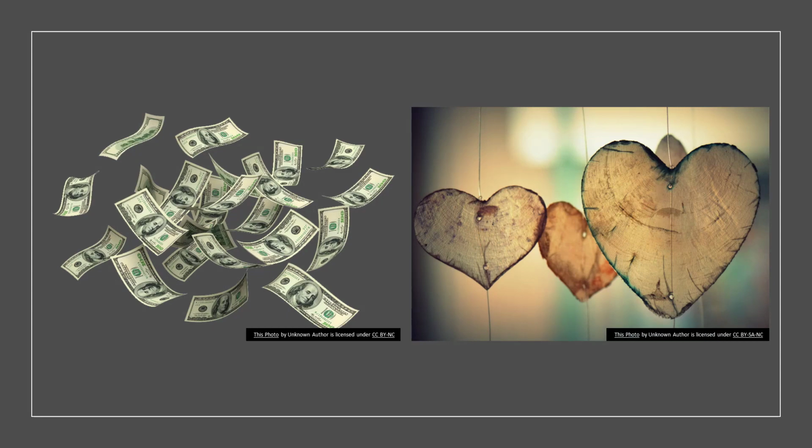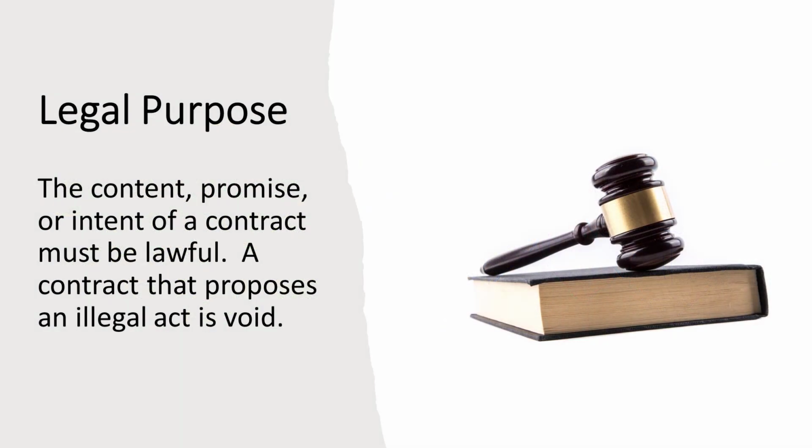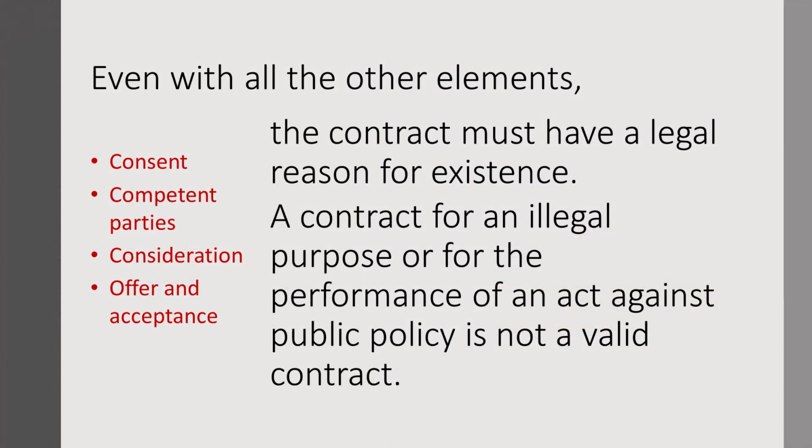Our next essential element, legal purpose. The content, promise, or intent of a contract must be lawful. A contract that proposes an illegal act is void. That is, even with all the other elements, offer and acceptance, consent, consideration, and competent parties, the contract must have a legal reason for existence. A contract for an illegal purpose or for performance of an act against public policy is not a valid contract.